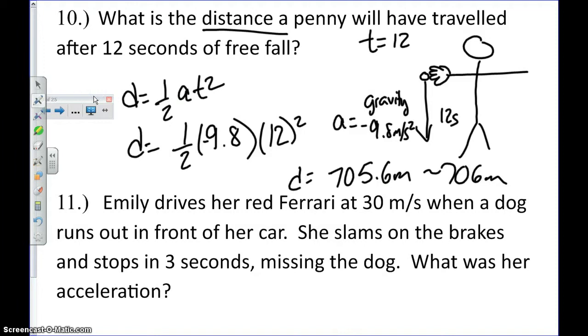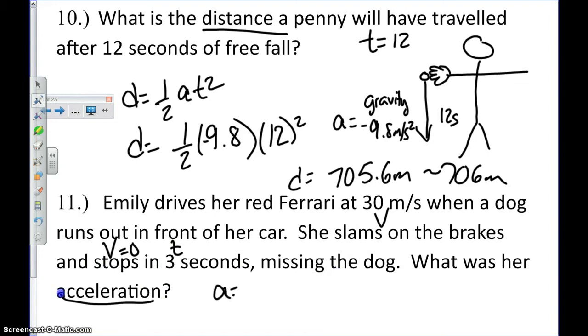Emily drives her red Ferrari at 30 meters per second. That's a velocity. When a dog runs out in front of her car, she slams on her brake and stops. That's a velocity, which equals 0 in 3 seconds. That's the time. Missing the dog. Yay! What was her acceleration?